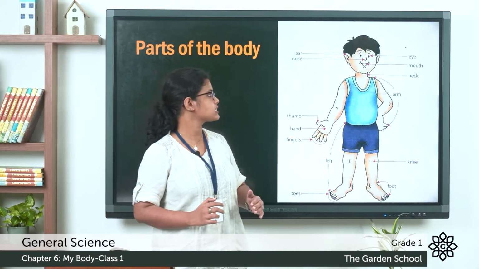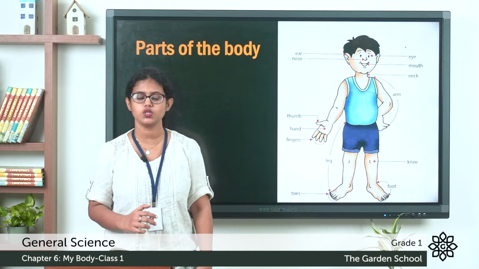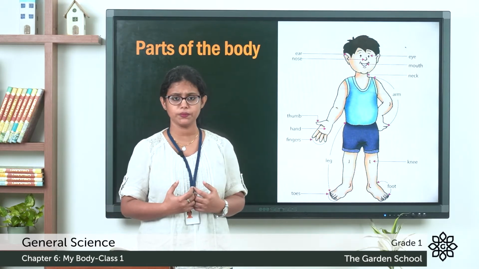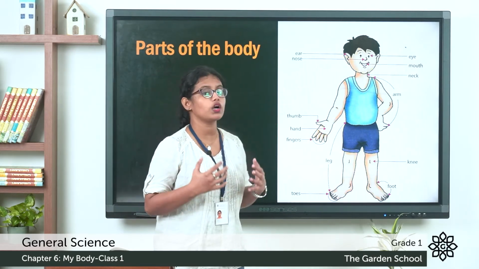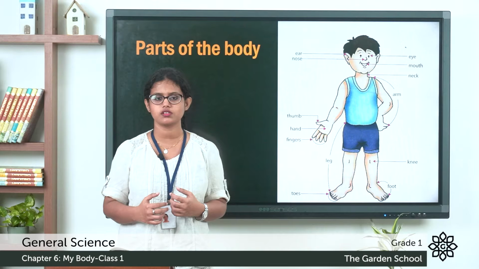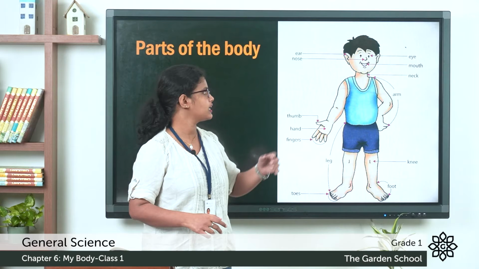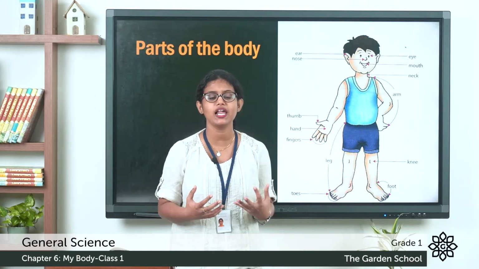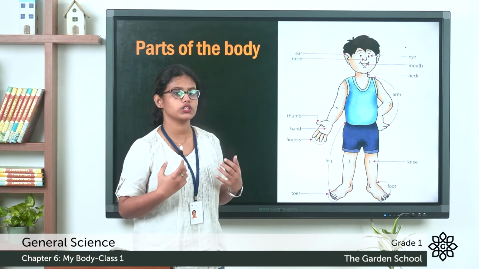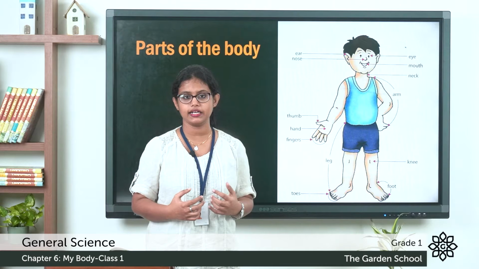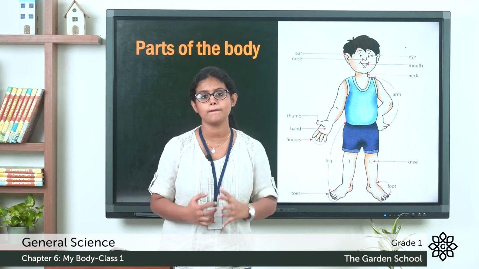Our head has eyes, ears, nose and mouth. So you all know the functions of these body parts. Eye, you see with your eyes. What about your ears? You hear with your ears. As the rhyme says, when your mother calls you, you hear with your ears. Then you have your nose. You smell with your nose and you breathe through your nose. So these are the parts of the head. So the head has eyes, ears, nose and mouth.